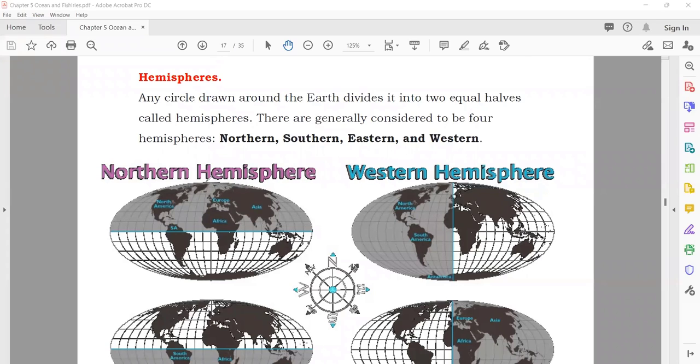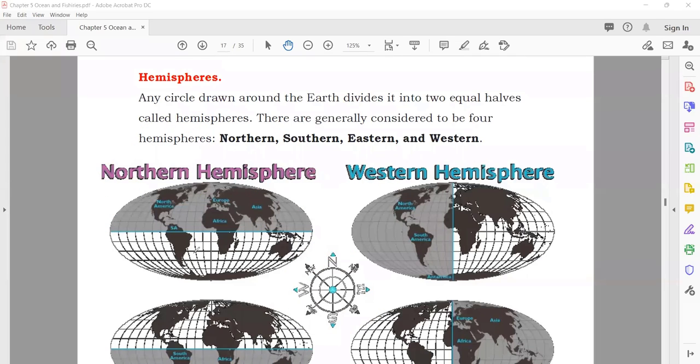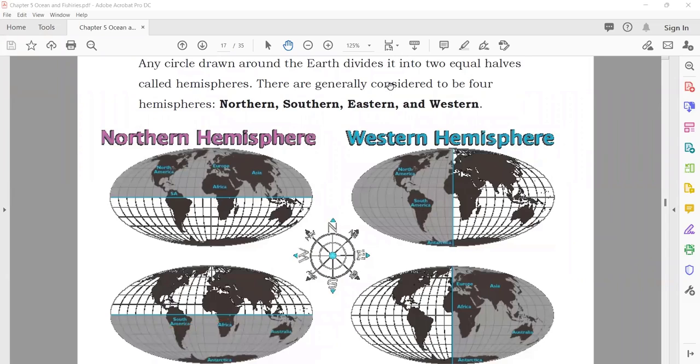For example, this is the earth, and you divide it like this, like we are doing with the equator. So this upper part is known as the northern hemisphere, because if you see here, you can see north, south, east, west. So the upper part is the northern hemisphere. Now you are dividing into two parts. Got it? And the lower one is known as the southern hemisphere.